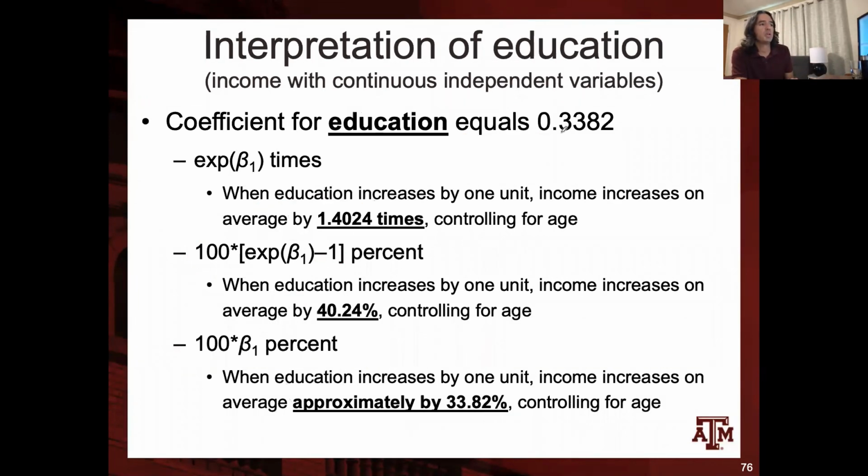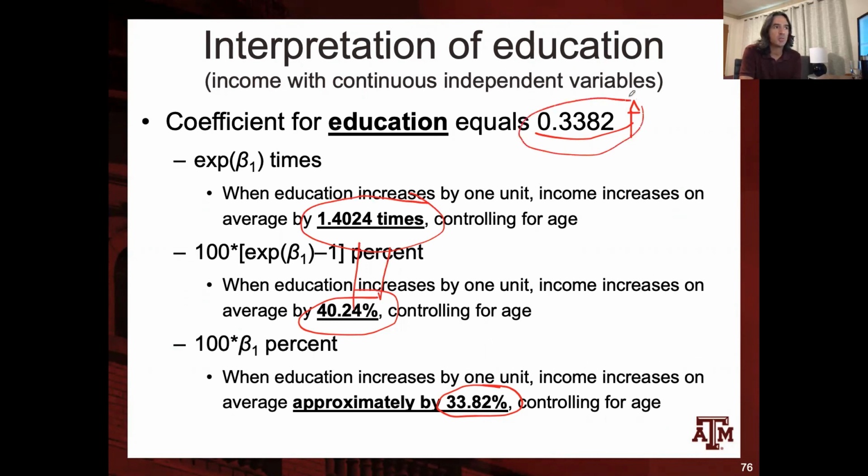Education, the same thing. Exponential of 0.33: when education increases by 1 unit, income increases on average by 1.4 times. When education increases by 1 unit, income increases on average by 40%. And because this coefficient here is above 0.3, if we just multiply it by 100, see how this 33 is more different than 40? Exactly because my coefficient here has a strong magnitude, it makes these numbers more different. That's why I should interpret in my text this way or this way. This way here, I can show in the table, okay?